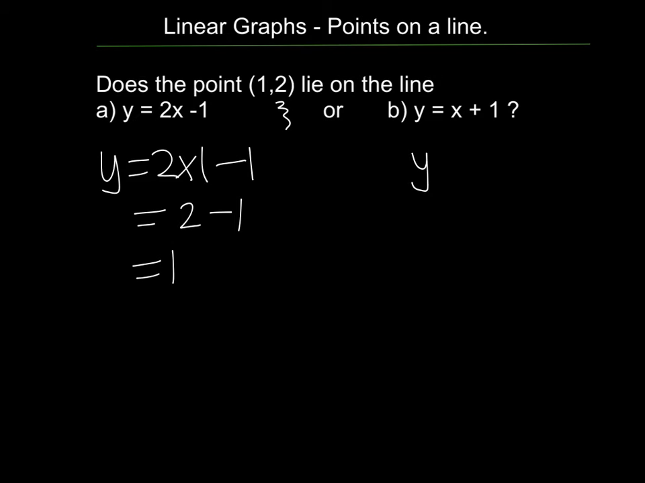Let's try the second one. y equals x plus 1, so substituting for x, I get 2, and that agrees with this point here, because y is 2 when x is 1. Substituting in 1 for x here gave me a value of 2 for y. It agrees with the point. So this point here, 1 and 2, lies on this line. This point 1 and 2 does not lie on this line because I didn't get the correct y value. I got 1. I needed to get 2.